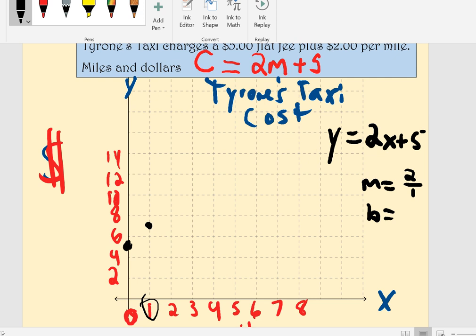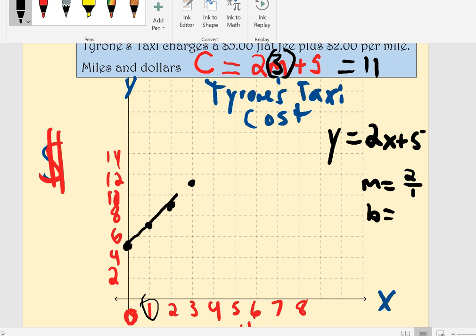So you're going to go from 7 to 9. For 2 miles, it's going to be $9. For 3 miles, it's going to be $11. And let's think about that for a second. For 3 miles, 2 times 3 is 6, and 6 plus 5 is 11. That's what we have there.